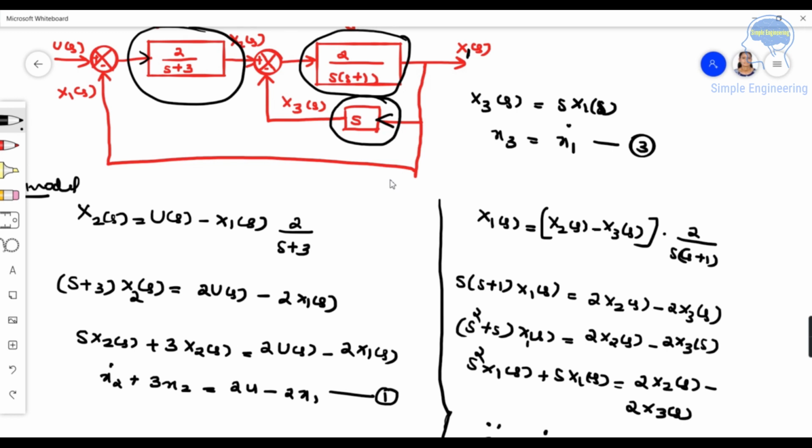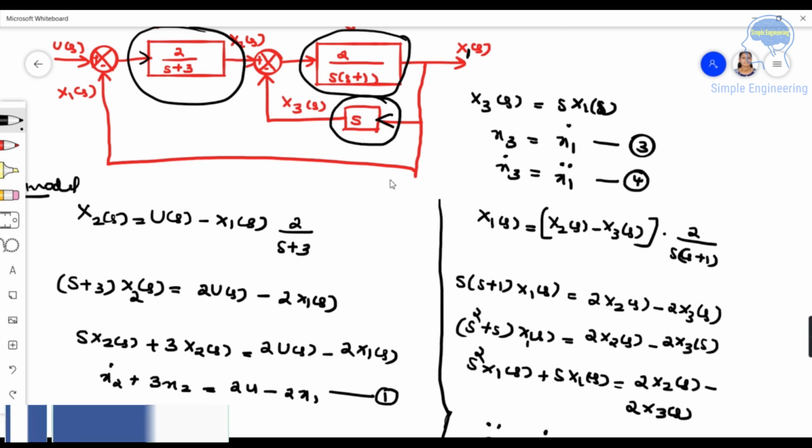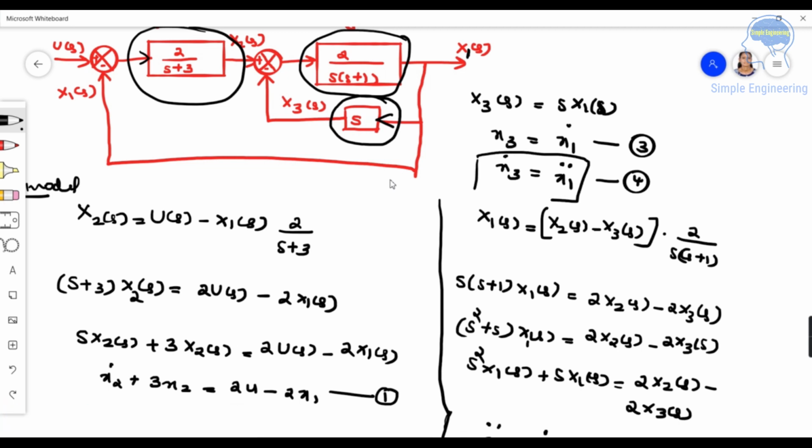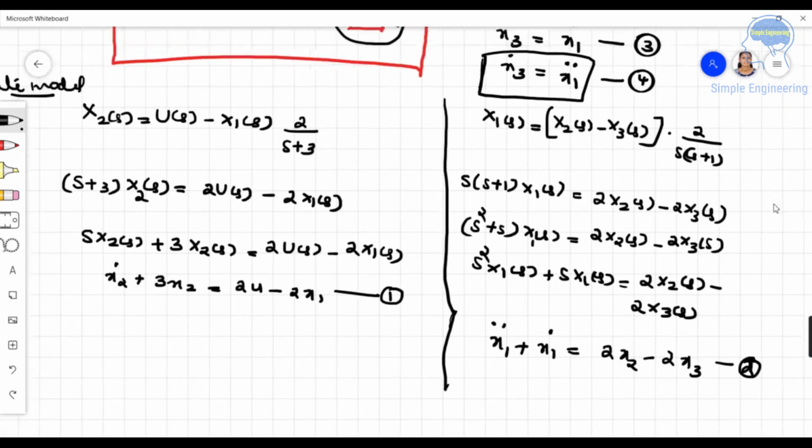So we got x1 dot is equal to x3. From this we can write x3 dot is equal to x1 double dot. So this is equation number 4. This equation, you can substitute in the other equations, 1 and 2.